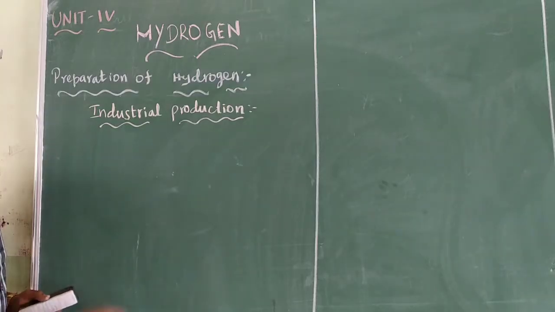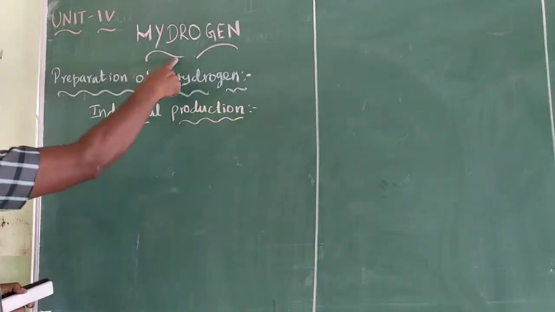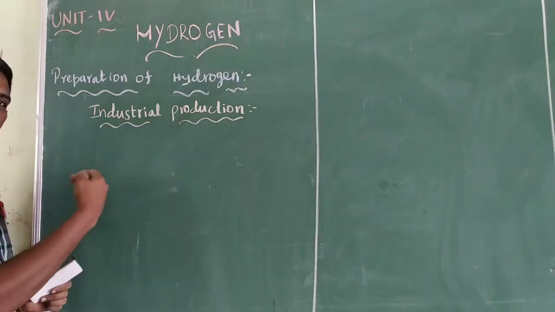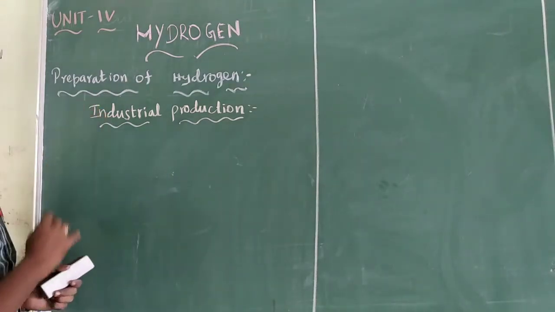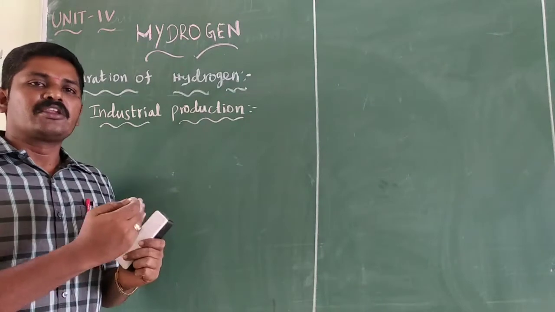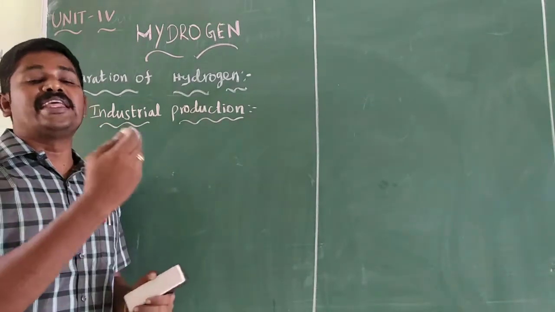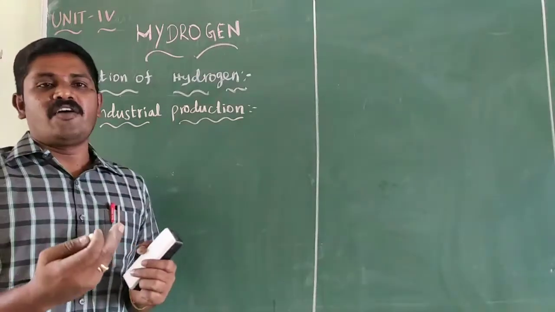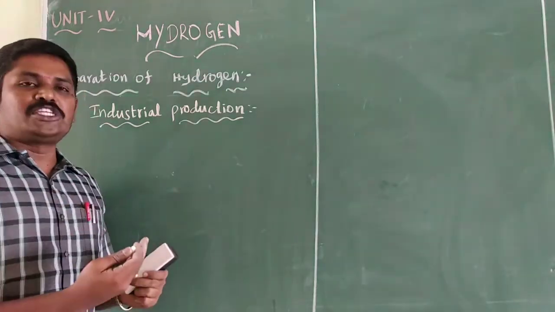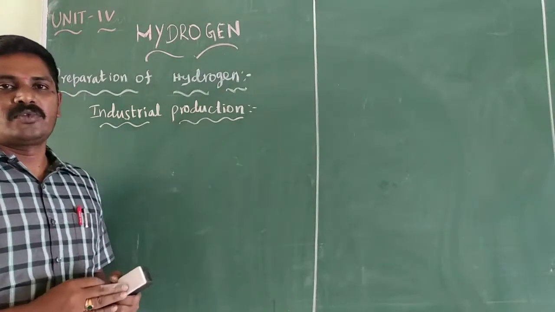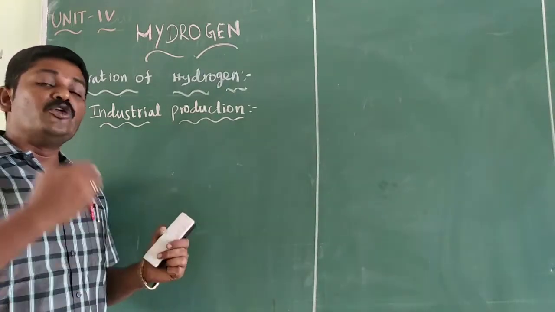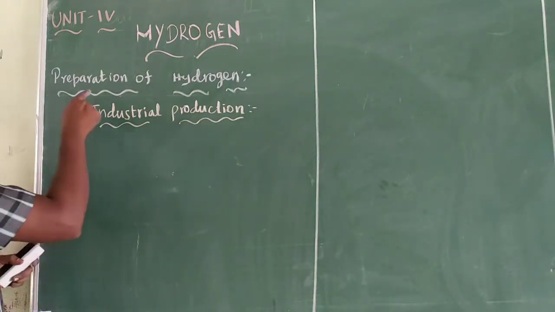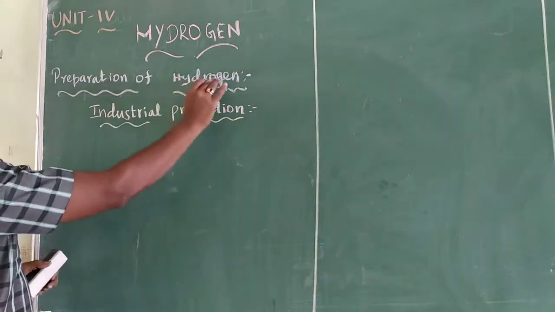Okay, students. Unit 4, Hydrogen. In this session, I am going to teach the preparation of hydrogen, deuterium and tritium. Next, the properties of hydrogen, deuterium and tritium. Next, the uses of hydrogen. Okay, the first one is preparation of hydrogen.